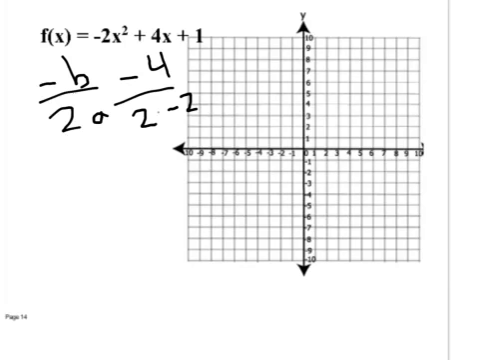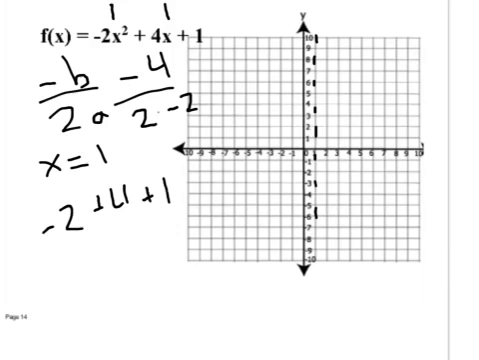Negative 4 divided by negative 4, x equals 1. So I need to draw my axis of symmetry at 1. Then I find my vertex, so I plug 1 in for x. 1 squared will be 1. 1 times negative 2 is negative 2. Plus 4, plus 1 from the equation, would give me a y coordinate. So it would be 3. That's my vertex.